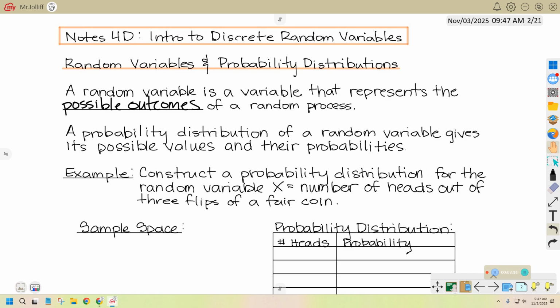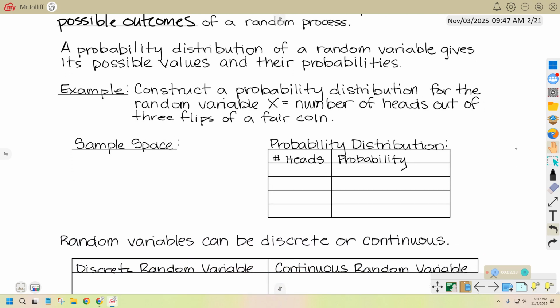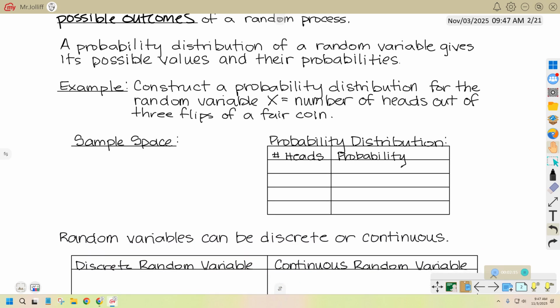If I am flipping 3 coins, or doing 1 coin 3 times, what is the minimum number of heads I could flip? 0. I can flip no heads. I could get all tails. Good. What's the maximum number of heads I could get? 3. All 3 were heads. So I suspect the values are 0, 1, 2, 3. And I'm going to group my sample space by that so I can see what it looks like.